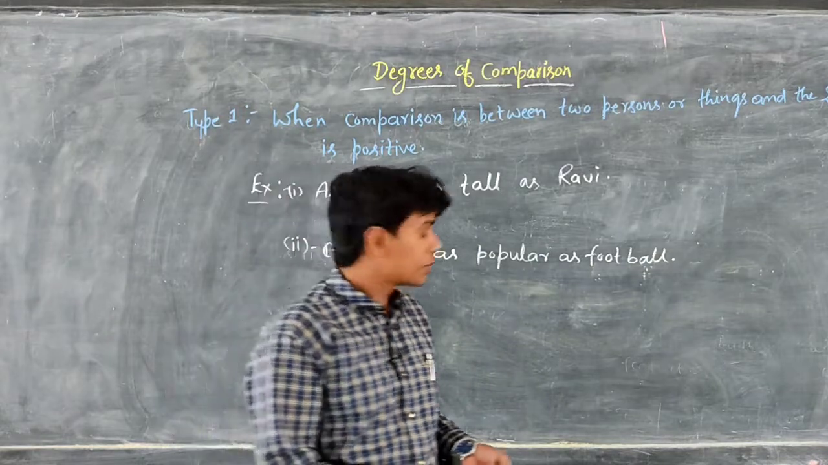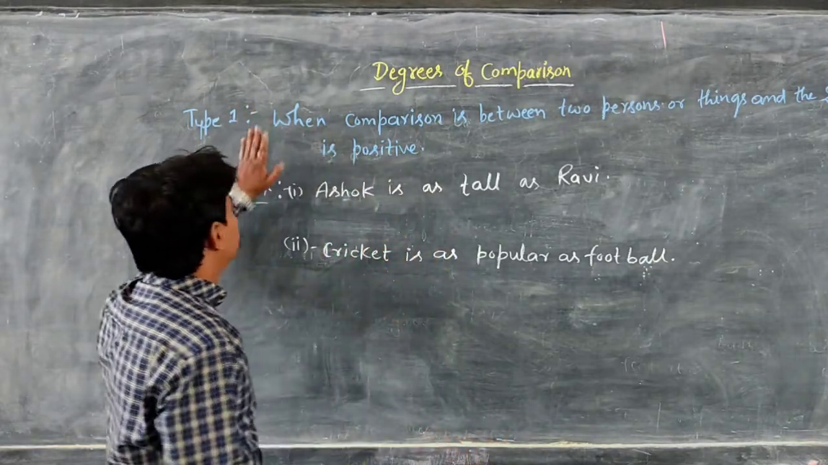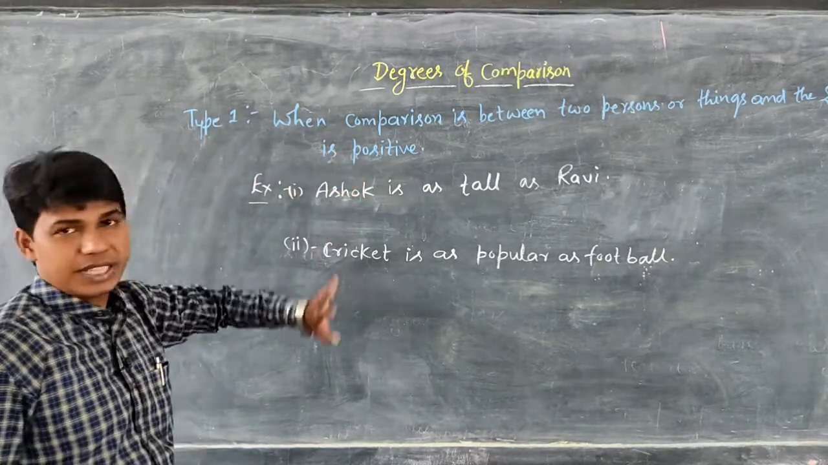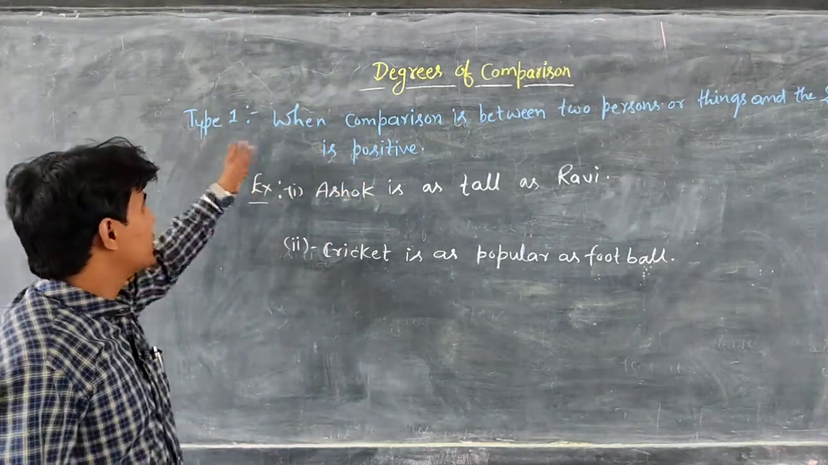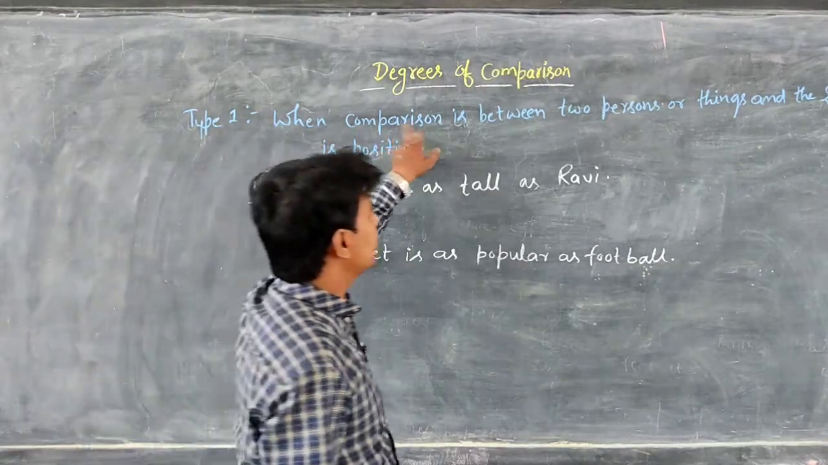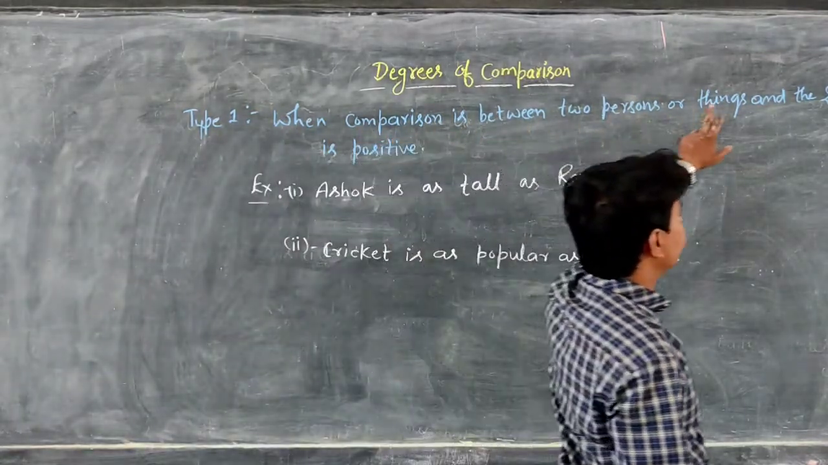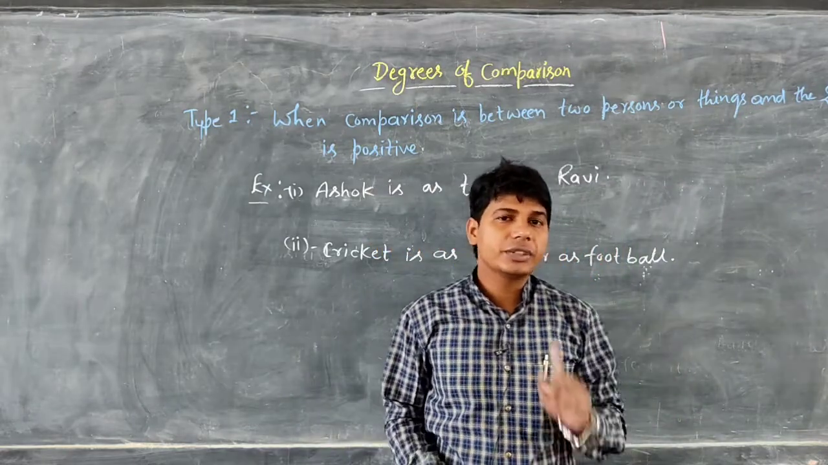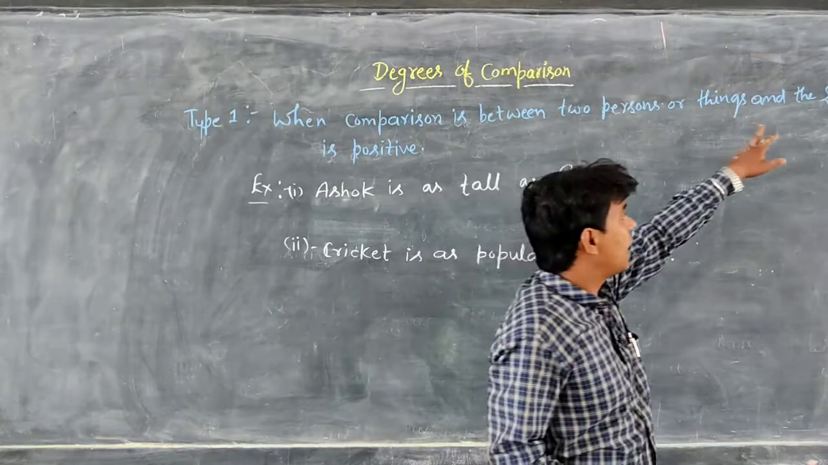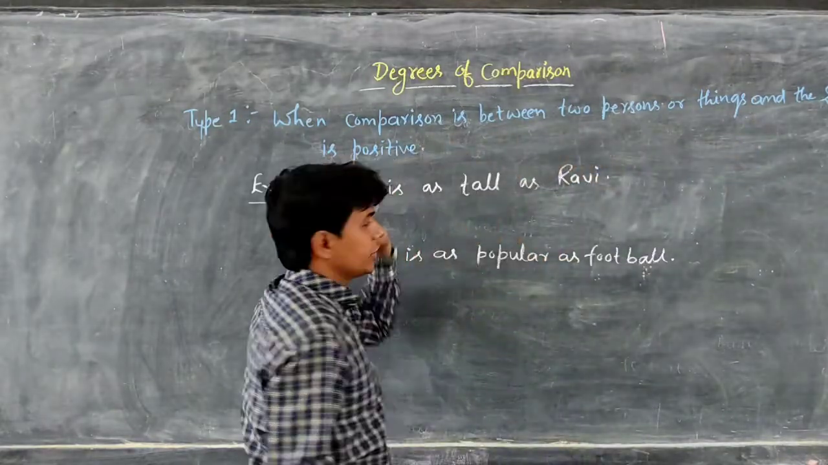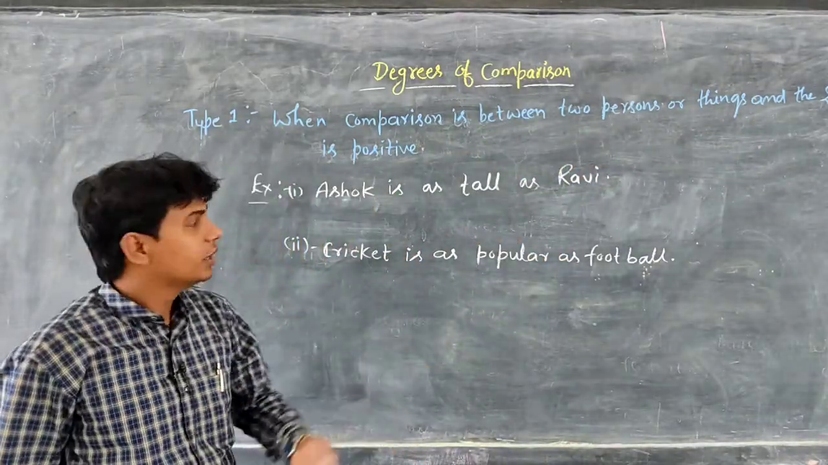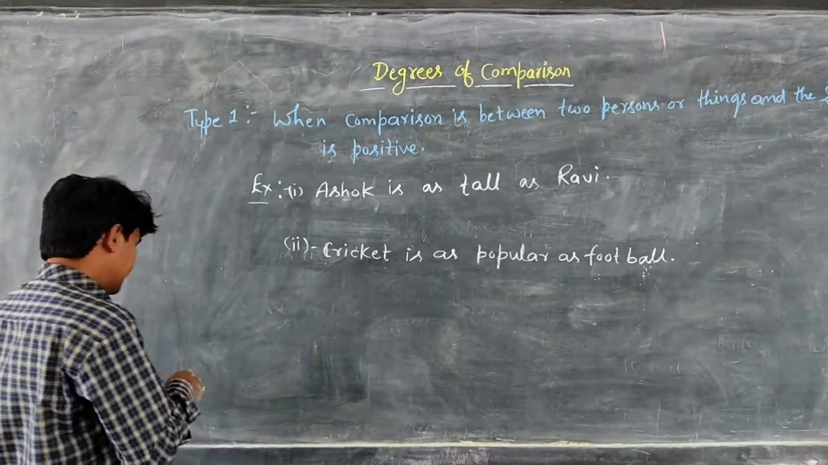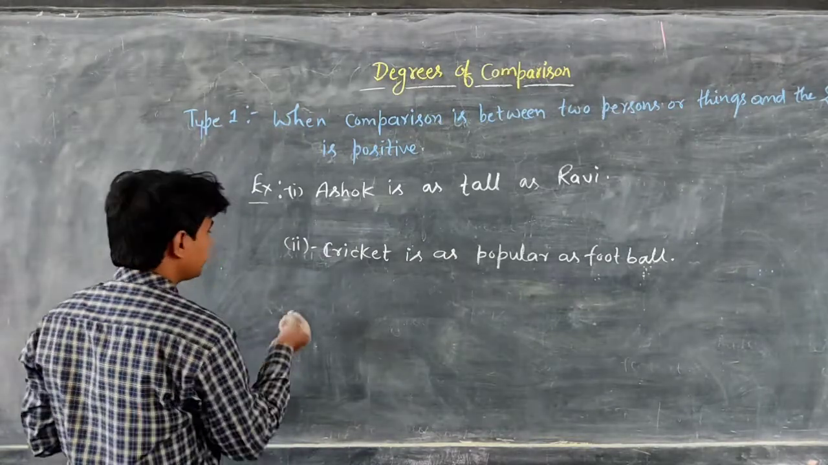Okay, students. So now see, we are going to study how to interchange the degrees of comparison. So type first. What is type first? When comparison is between two persons or things. Just remember, when comparison is between only two persons or things, and the sentence is positive. Positive means affirmative. So students, I will tell you a keyword. Just remember it here.